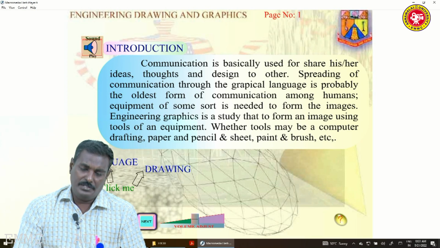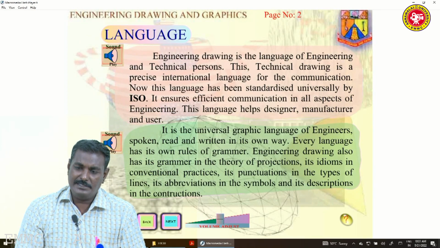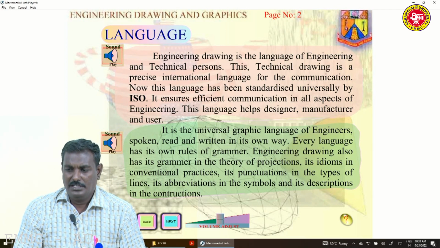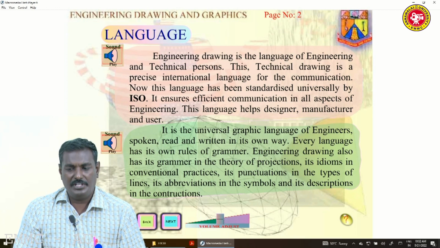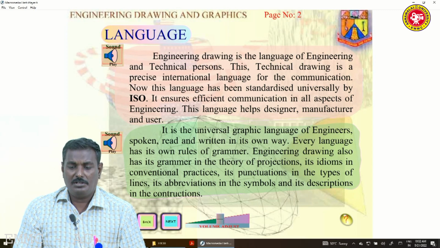In this language, drawing is named as a language. Why? Because engineering drawing is the language of engineers and technical persons. Technical drawing is a precise international language for communication. This language has been standardized universally by ISO. It ensures efficient communication in all aspects of engineering. It is the universal graphical language of engineers.